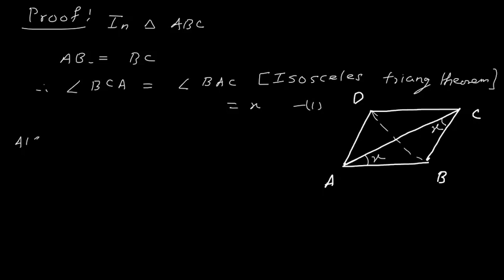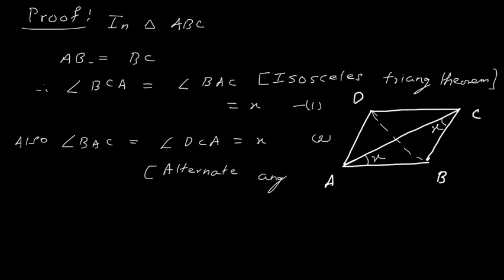Also, we have angle BAC is equal to angle BCA. It is equal to angle DCA. Reason? Alternate angle theorem. Now, this BAC is x, so DCA is also equal to x. This you will take 2. And here, reason is alternate angle theorem. Because if two sides are parallel, then alternate angles formed by transversals are equal. So this angle DCA is also equal to x. BAC is x, angle DCA is also equal to x.